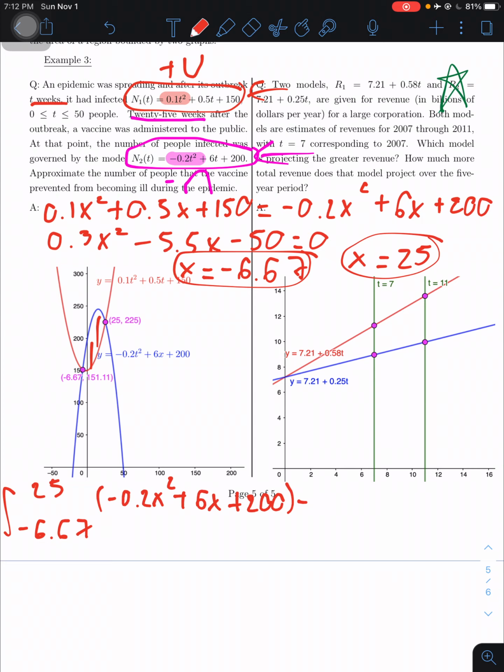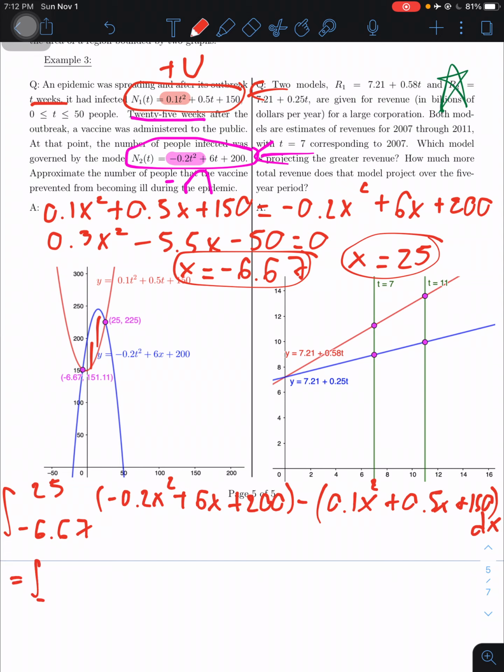And then minus it to the other function, which is 0.1x squared plus 0.5x plus 150. And obviously we're going to have the dx at the end to compensate for the integral, right? Alright, what do we do after this? Well, combine like terms, right?